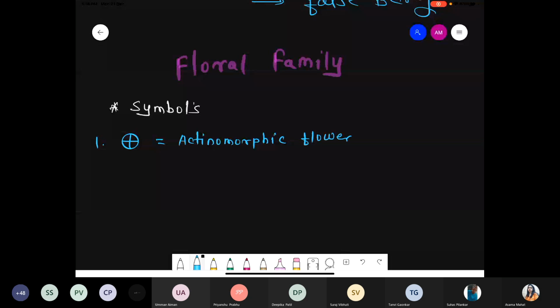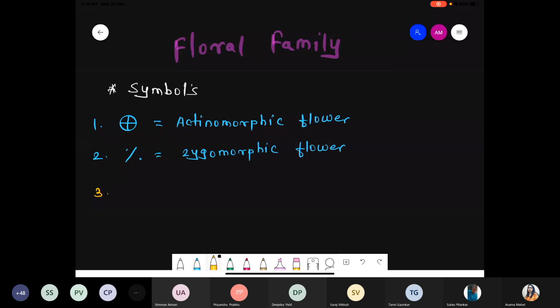Actinomorphic flower means you cut in any vertical direction, and it will be divided into two equal halves. If we give the percentile sign, then it becomes zygomorphic. A zygomorphic flower means a specific vertical cut divides the flower into two. If the flower is bisexual, then we have to represent it like this.